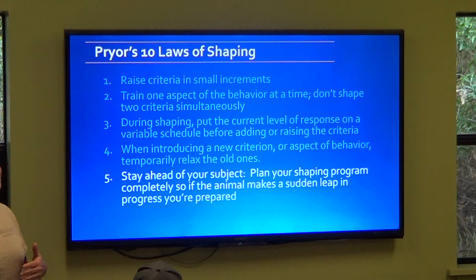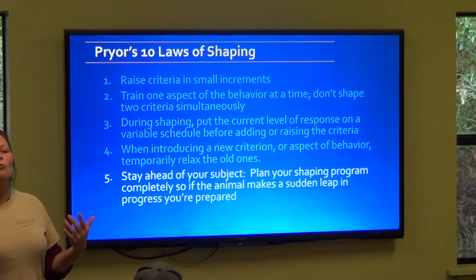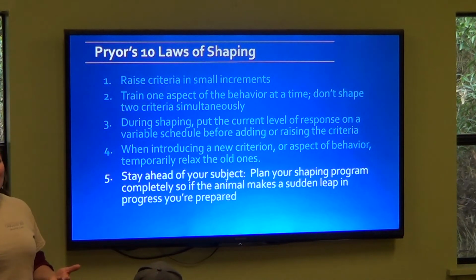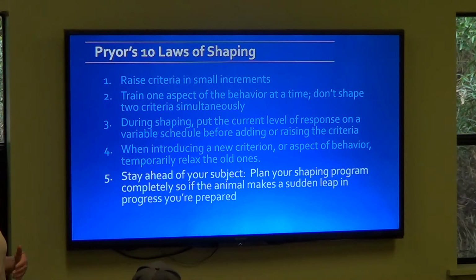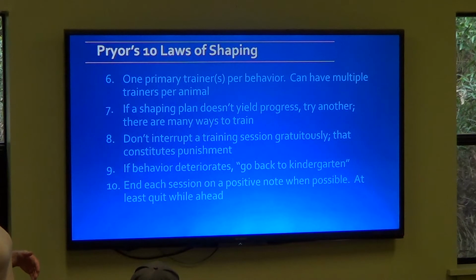So the idea is pick kind of one pathway, give it a fair chance to succeed. If you need to tweak your shaping plan, of course you can. It's not written in stone, but give your first shaping plan a fair chance to succeed, which is going to be another one later on. Okay, we already covered that one.